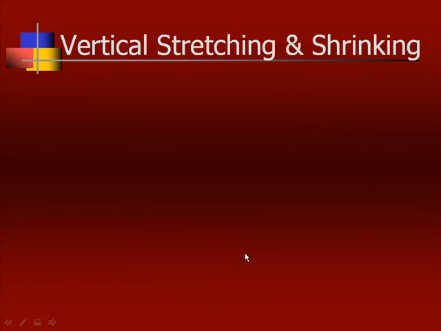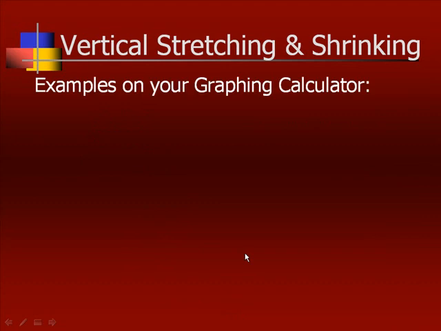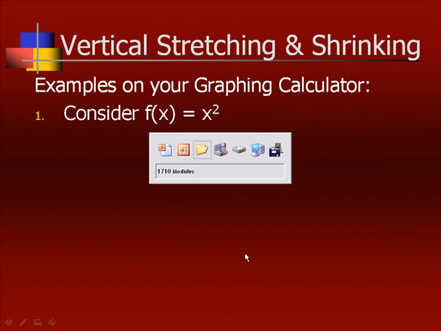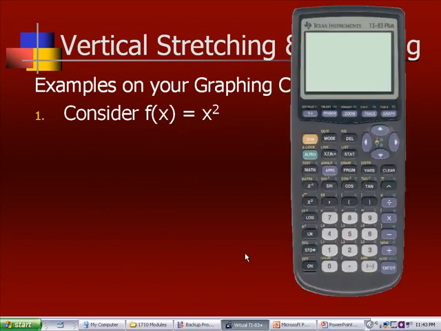Okay? Now, vertical stretching and shrinking. Let's do a couple of examples on our calculator. Consider f of x is equal to x squared. So we're going to come up here and go to y equals x squared. And then I want you to consider 2x squared, and then 4x squared, and then 8x squared.